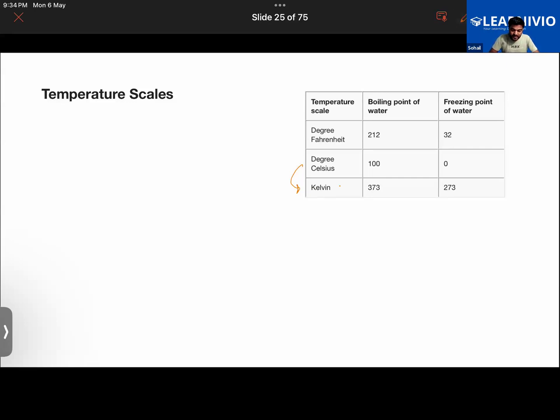While if you want to convert from Kelvin to Celsius, then you have to subtract 273. Just like this one. The freezing point of water was given as 273. So to convert it to Celsius, you simply subtracted 273 from this and then you got 0. Okay now, hope you are able to understand this.